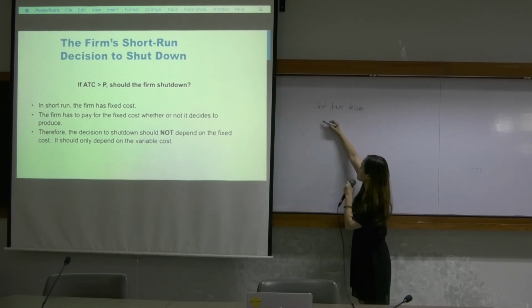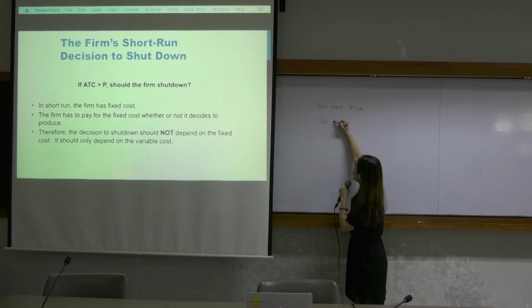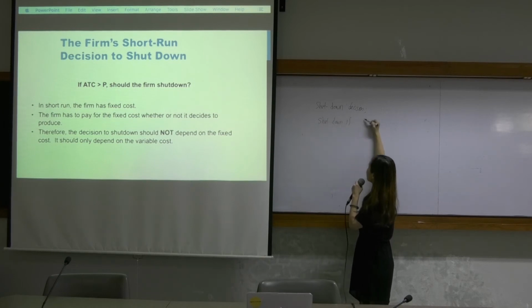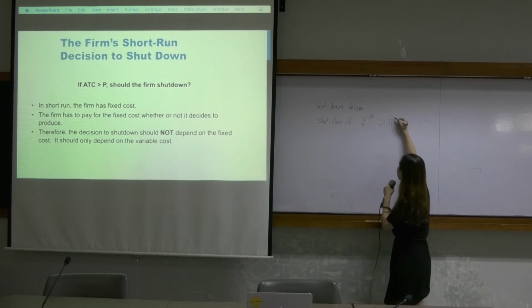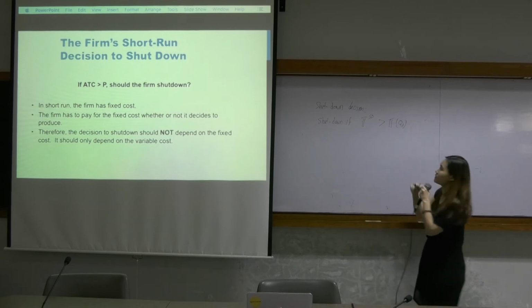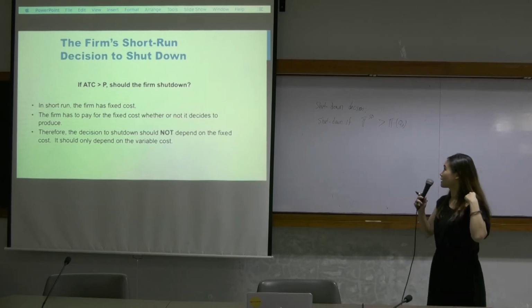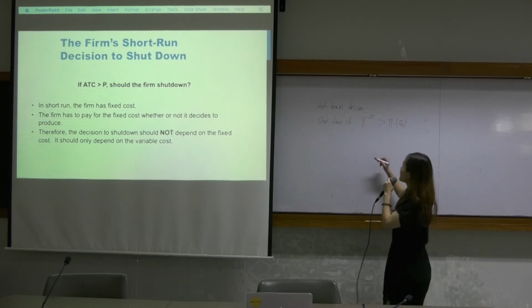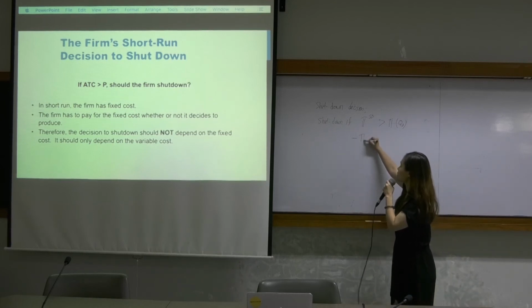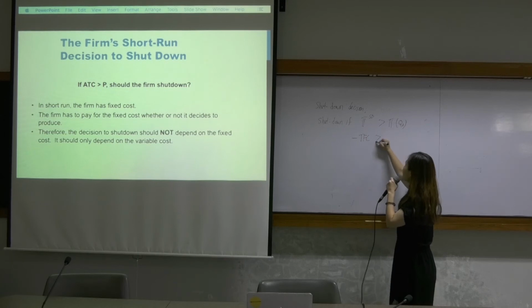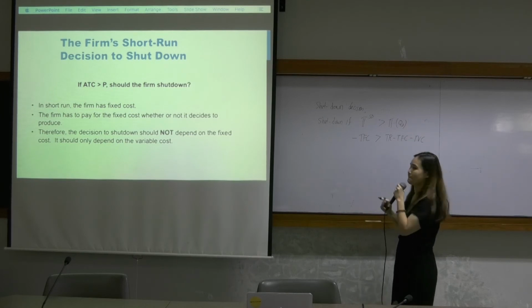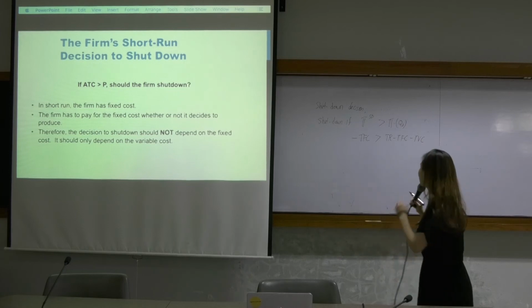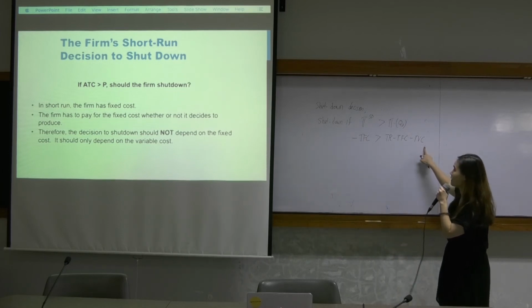So basically the firm should shut down if pi shutdown is bigger than pi at Q0, right? And we already know that pi shutdown is the negative total fixed cost, okay? It's bigger than the total revenue minus total fixed cost minus total variable cost at Q0, okay? So these are at Q0.